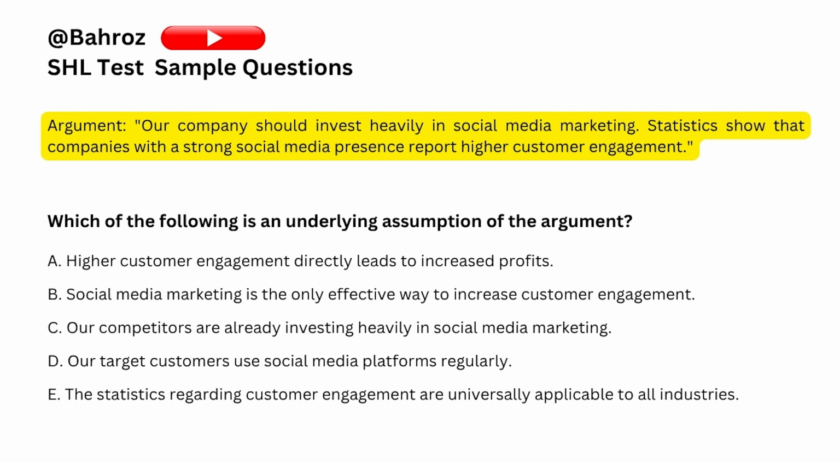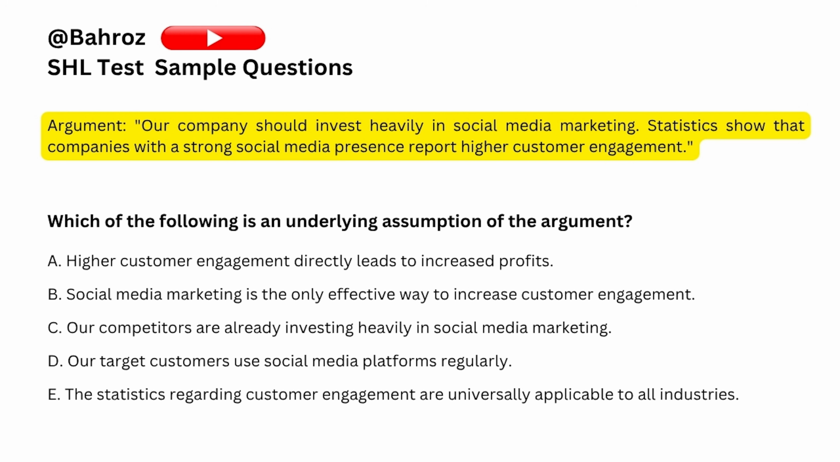Here is our first sample question under underlying assumptions. The argument states that our company should invest heavily in social media marketing. Statistics show that companies with a strong social media presence report higher customer engagement. Now the question is, which statement is an underlying assumption? A, higher customer engagement directly leads to increased profits. B, social media marketing is the only effective way to increase customer engagement. C, our competitors are already investing heavily in social media marketing. D, our target customers use social media platforms regularly. E, the statistics regarding customer engagement are universally applicable to all industries.